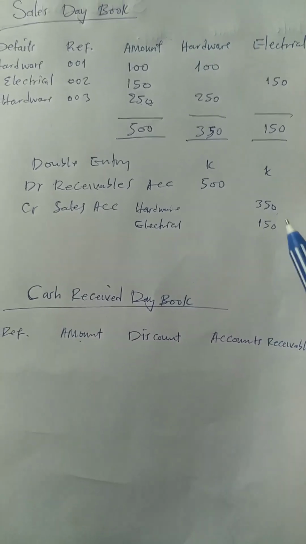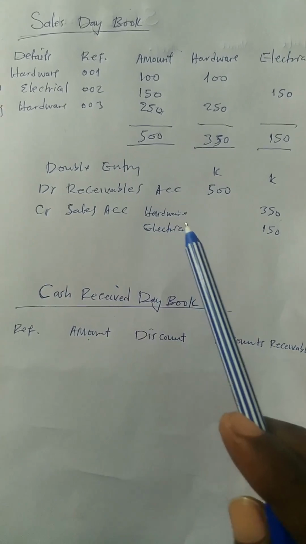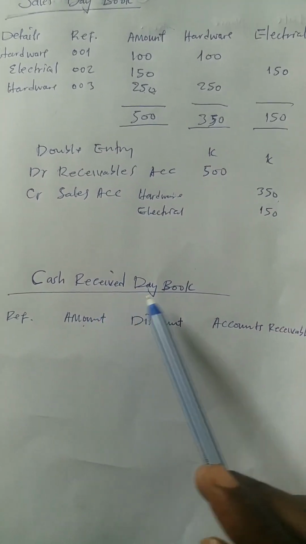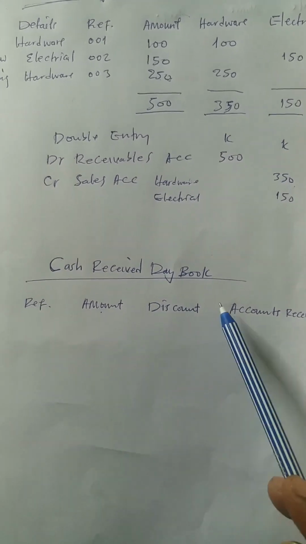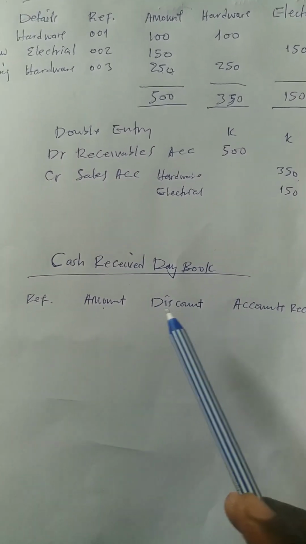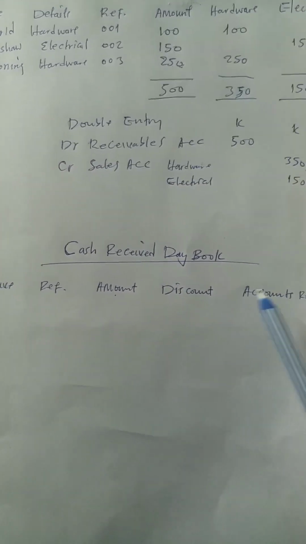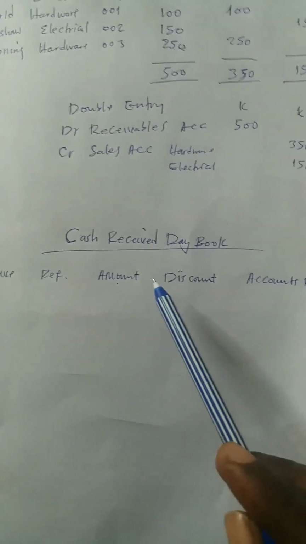Thank you so much. I think because of the tutorial being long, I'll just handle the sales day book, but I'm sure you've gotten the idea. The same happens with the cash received day book. If I happen to have time, I'll handle the cash received day book, so that maybe you check just for the items which are appearing here, the discount and accounts receivable, the amount.